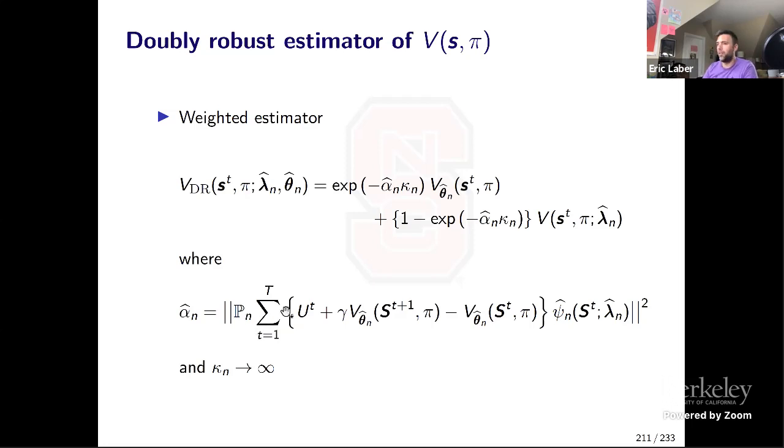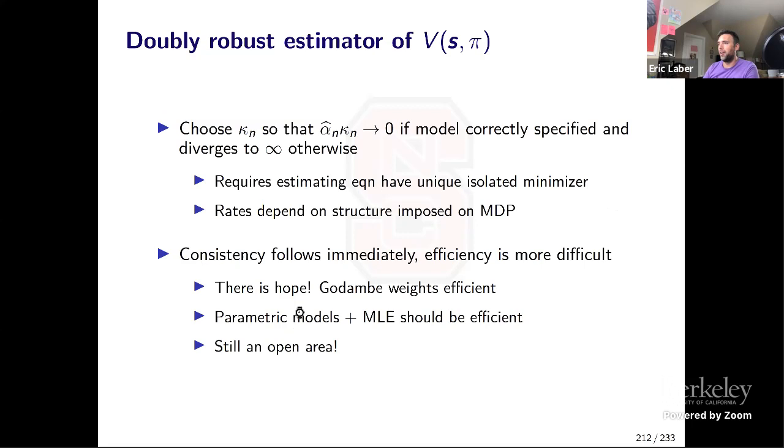Okay, so we have just a few minutes. Let me just say that we choose kappa n so that alpha hat times kappa n goes to 0 if the model is correctly specified and diverges to infinity otherwise. So even if it does oscillate, as long as it's bounded away from 0, you're still okay. I should have said that, actually. It doesn't have to converge to a constant. It just can't converge to 0 if it's misspecified.